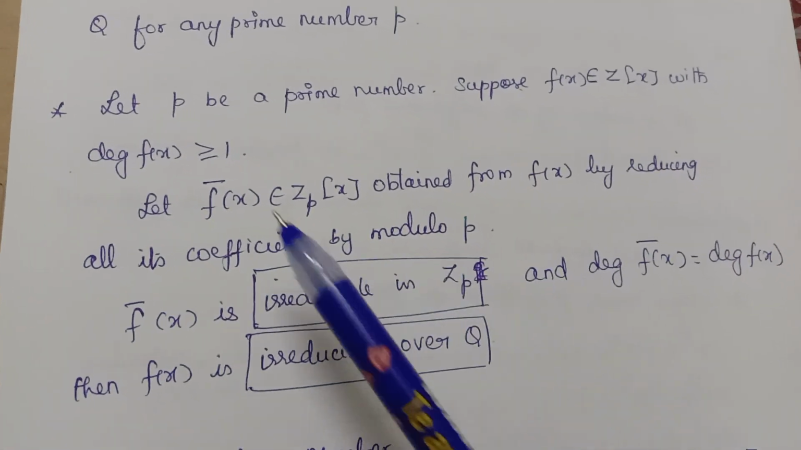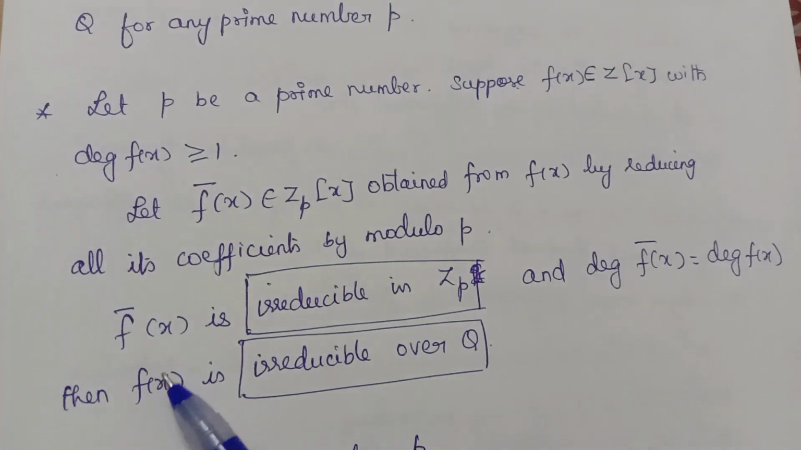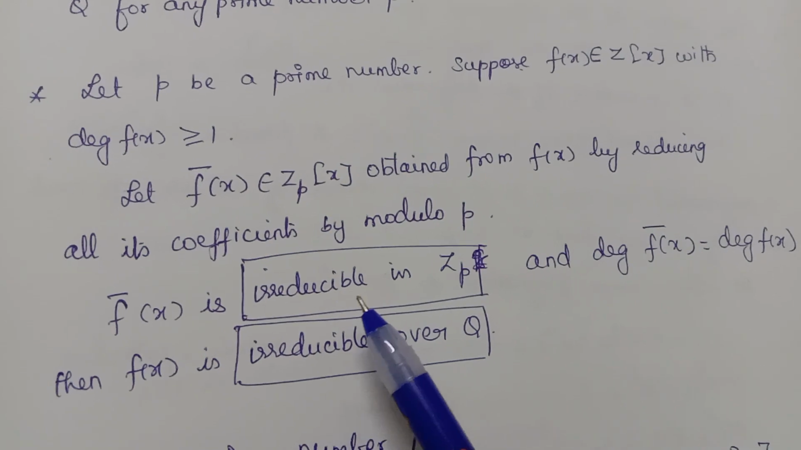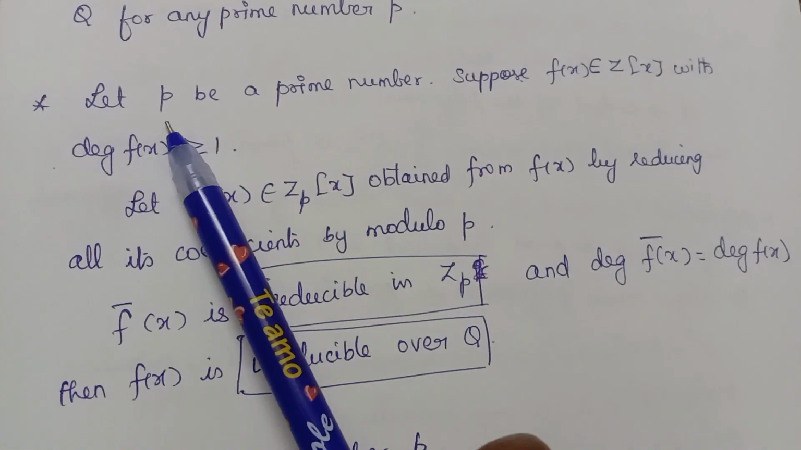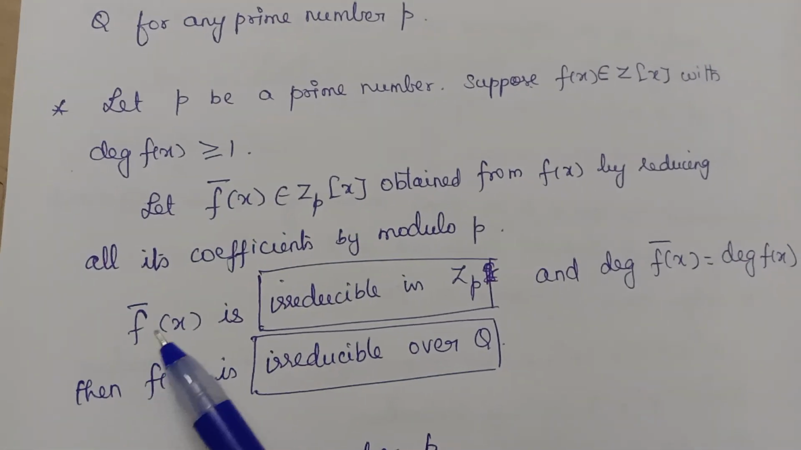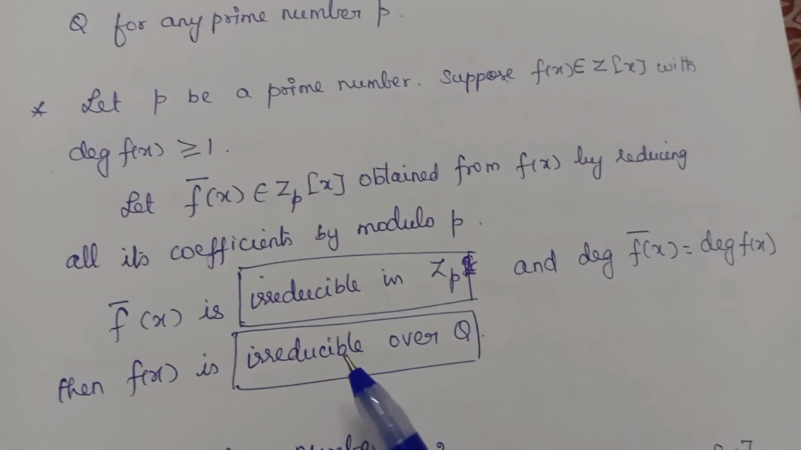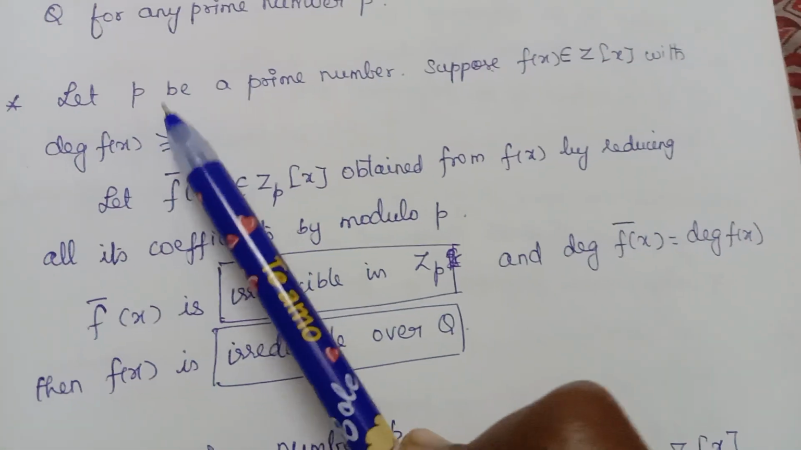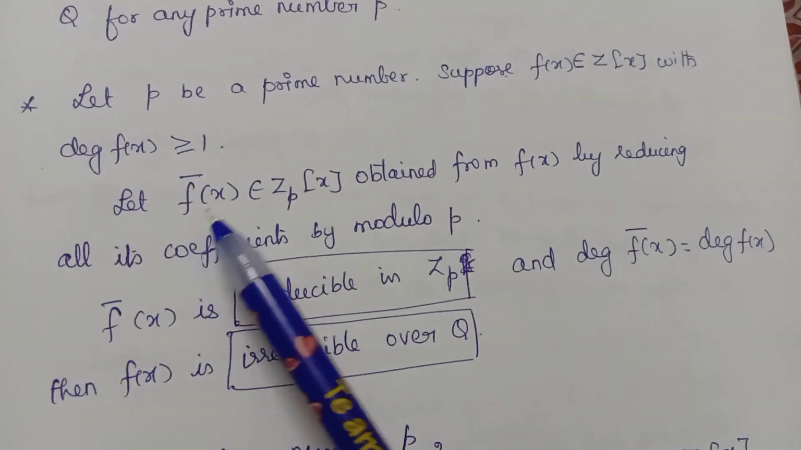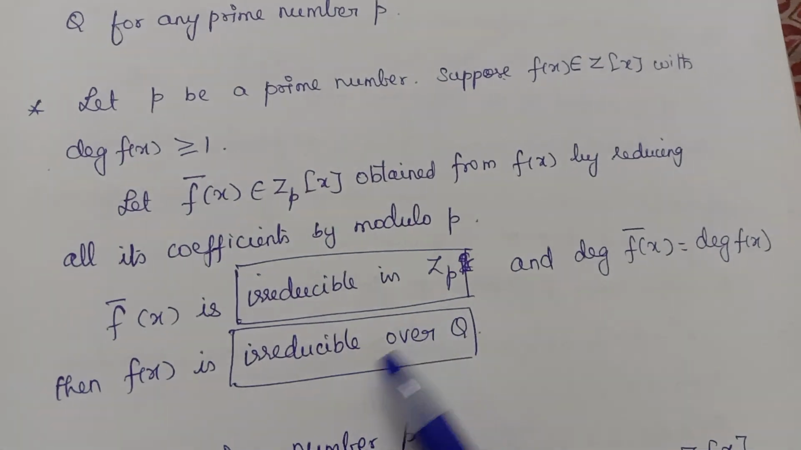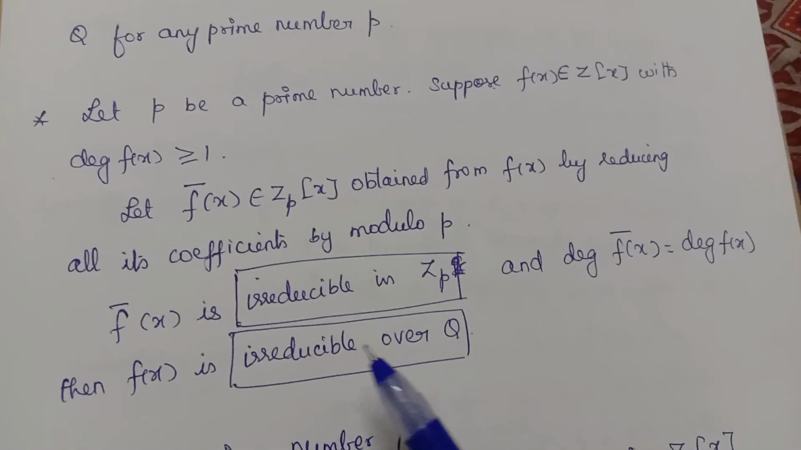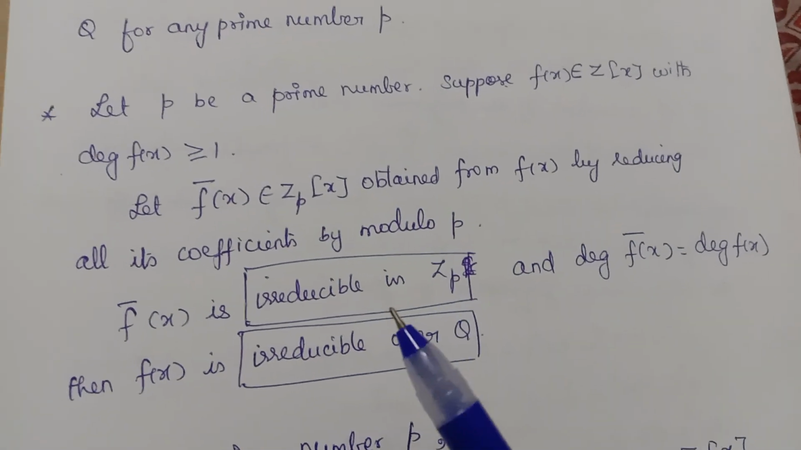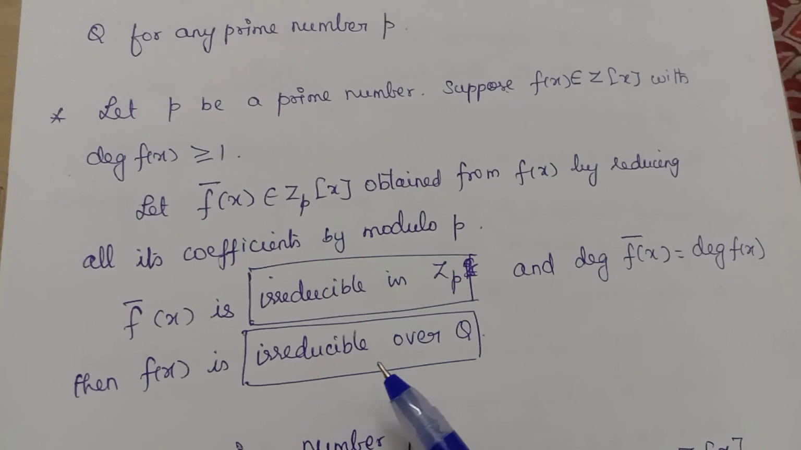Then another one is, at least for one prime number it must be irreducible. This result you can use only for irreducible polynomials. Okay, if for at least one prime number f bar is irreducible, then f is irreducible. Suppose you are taking one prime number and in that Zp of x, that polynomial is reducible, you cannot come to a conclusion that it is reducible over Q. Okay, this result is true only when the polynomial is irreducible. While doing the problem I will explain more about this result.